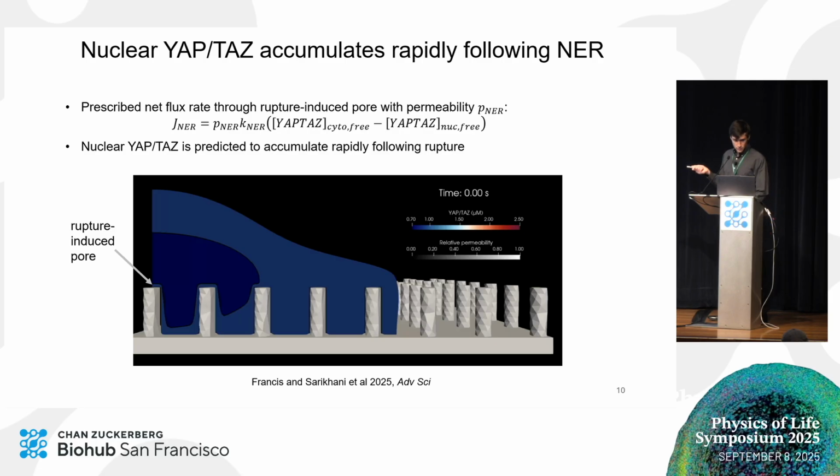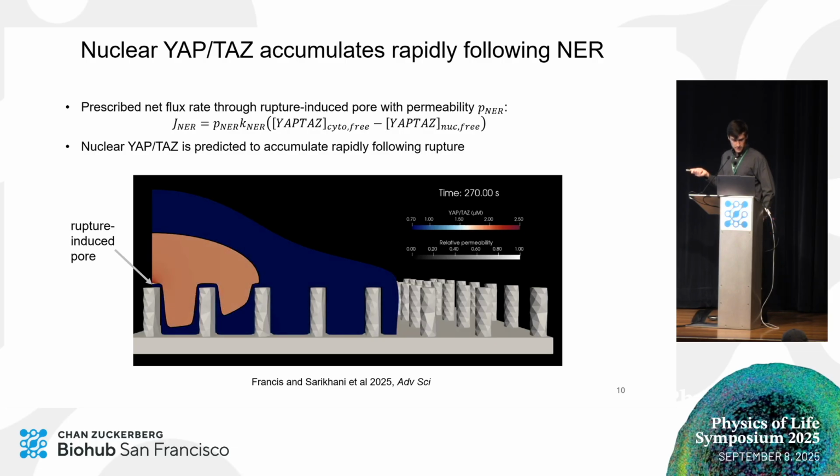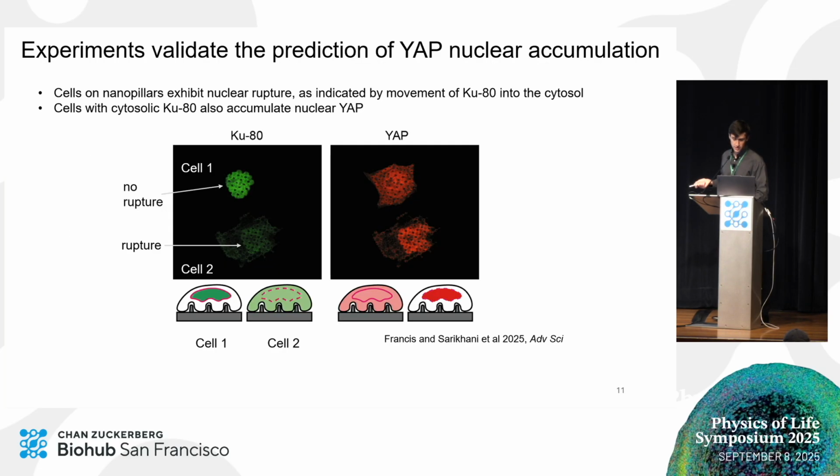If we play this video, what we can see is a very rapid entry of YAP/TAZ after the induction of nuclear envelope rupture, which happens fast, but we can see it again. This is somewhat unsurprising, but it depends on the assumptions you make as far as what the preferential entry rate versus exit rate is. But in the end, our model was able to predict enhanced amounts of YAP/TAZ within the nucleus here.